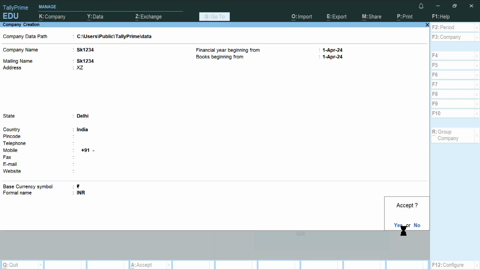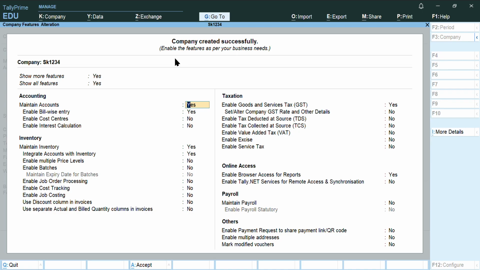So now accept yes here. This is how your company details are shown here. So company is created successfully. Now we can enable the features as per our requirements. We are not to make many changes here.